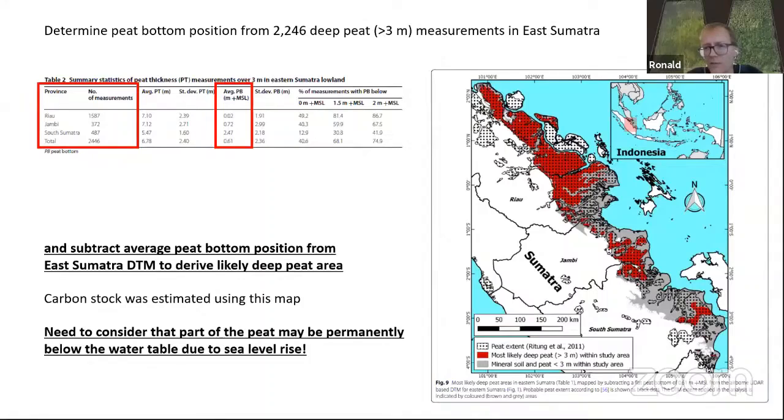However, it needs to be considered that part of the peat is below mean sea level, or will be below mean sea level in time. So for carbon stock calculations, it is always good to realize that not all of the peat will be up for oxidation in future, because it will be permanently underwater.